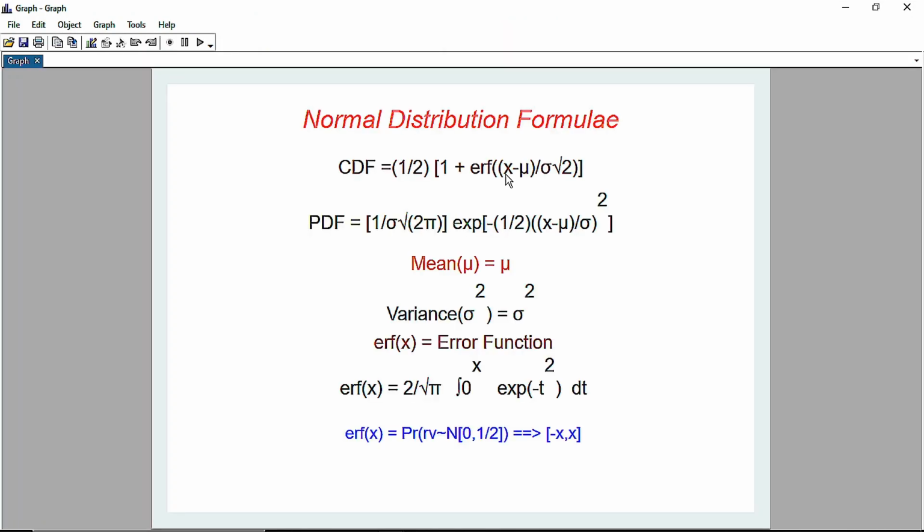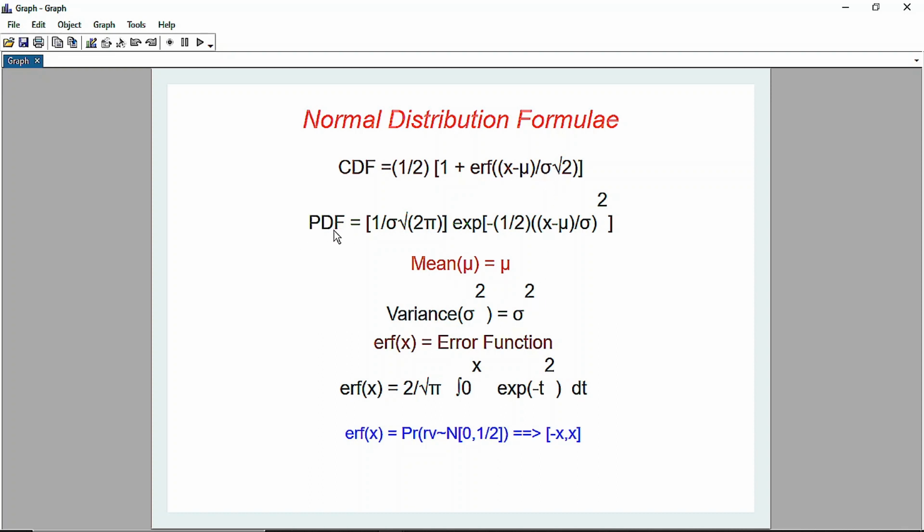So some of the formulae of the normal distribution, we need to calculate the CDF and PDF for hypothesis testing as well. The mean of the normal distribution is mu, the location parameter, and the variance of the normal distribution is sigma squared.